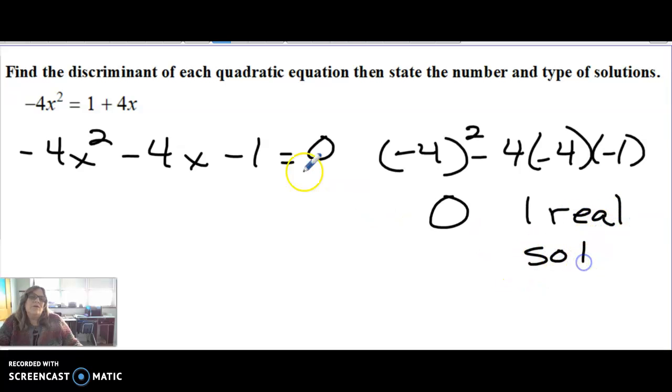Quadratic equations are easy, and so are finding your discriminants.